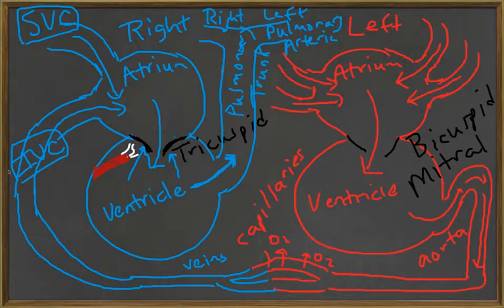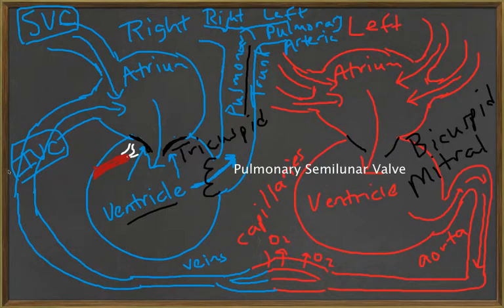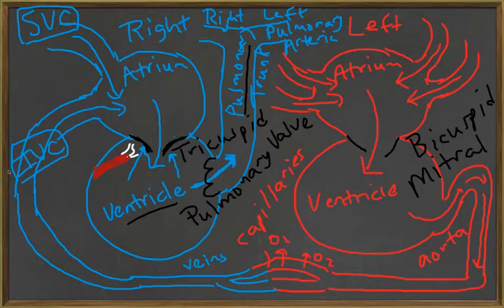Between the right ventricle and the pulmonary trunk is a valve that is called a semilunar valve. It's a semilunar valve because it looks like a half moon shape, and we call that the pulmonary valve. And on the left side of the heart, between the left ventricle and the aorta, is another semilunar valve, and this semilunar valve we call the aortic valve.